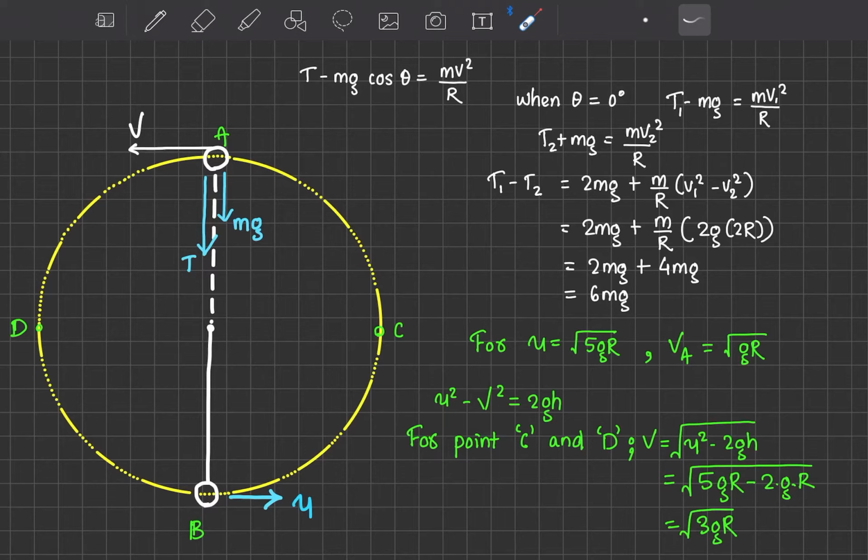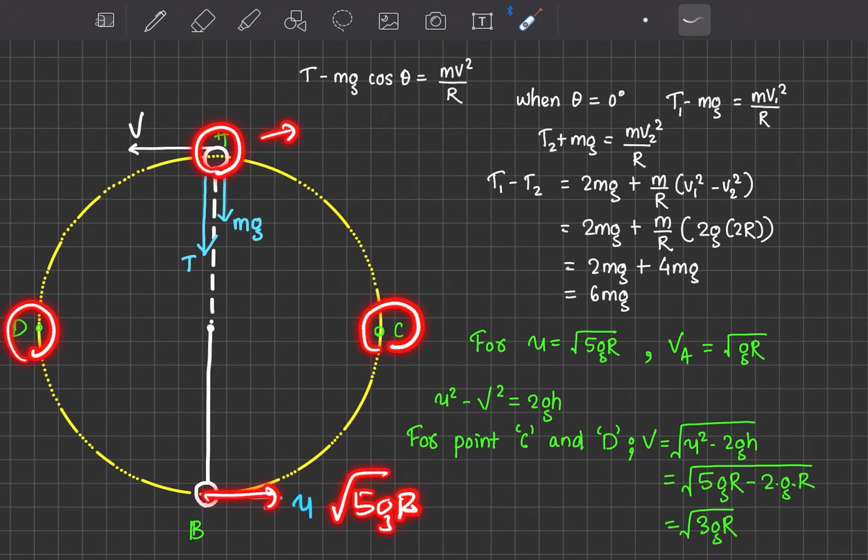Now let's talk something about velocity. Suppose the particle is able to cover the entire circle. In that case, the minimum possible speed that should be given at this position, u, should be equal to root over of 5gr. So let's talk about this case. If the velocity here is root over of 5gr, then what are the velocities at C, at D and at A? For A we already know this value. This value is equal to root over of gr. This has been discussed in the previous video.